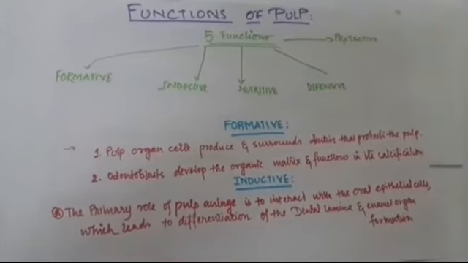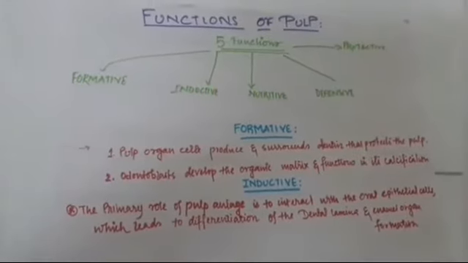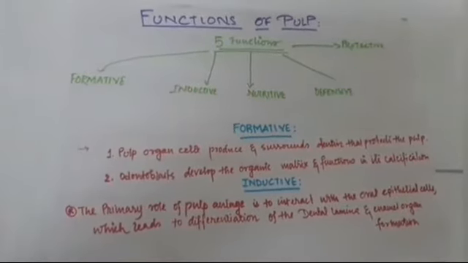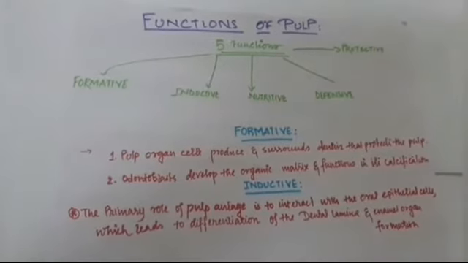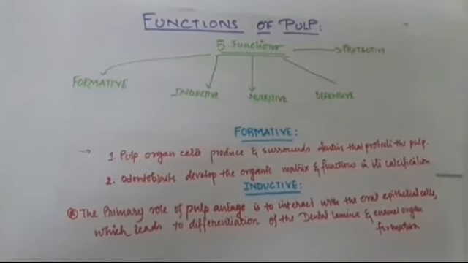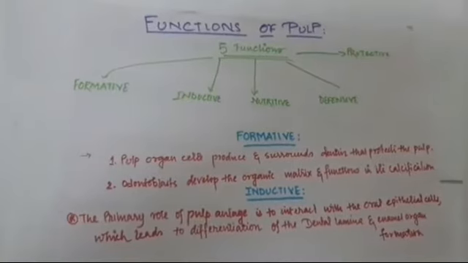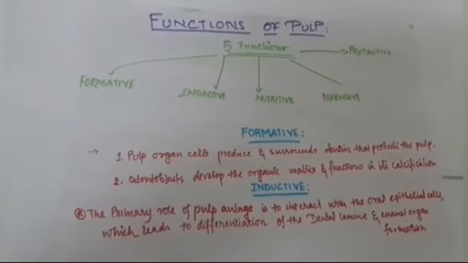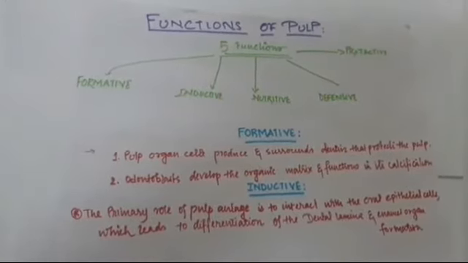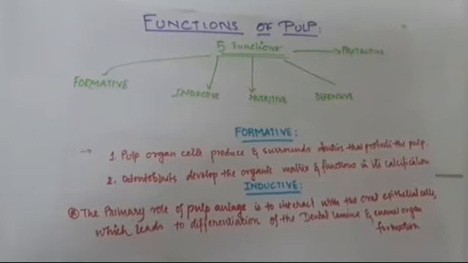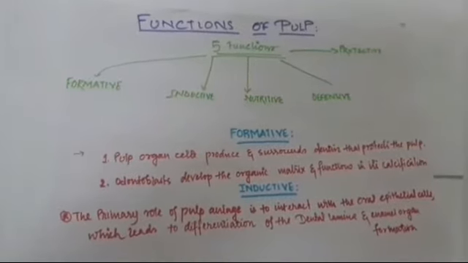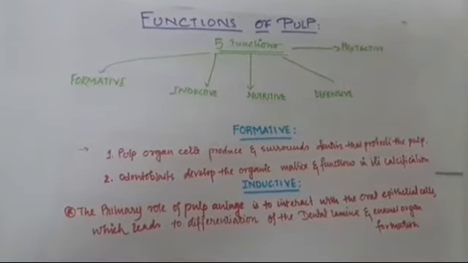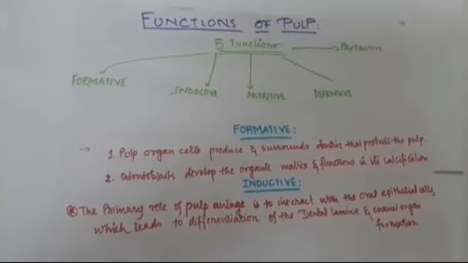Let us now discuss in brief what is meant by the formative function of the pulp. The pulp organ cells produce the dentin that surrounds and protects the pulp. Also, odontoblasts develop the organic matrix and function in its calcification. The second function is the inductive function. In this, the primary role of the pulp is to interact with the oral epithelial cells, which leads to differentiation of the dental lamina and enamel organ formation.